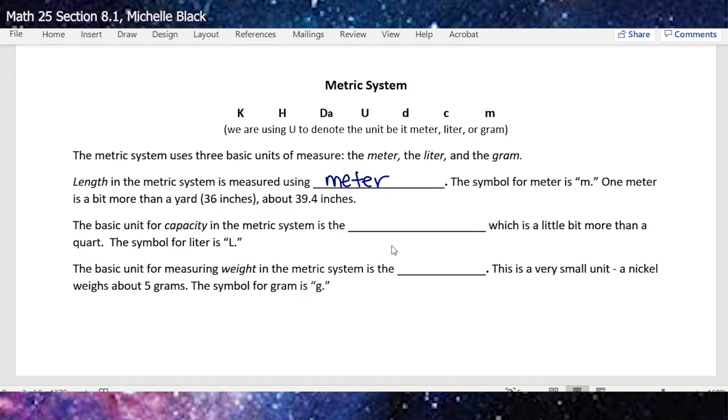The basic unit for capacity in the metric system is called the liter, which is a little bit more than a quart. And the basic unit for measuring weight in the metric system is the gram. This is a very small unit. A nickel weighs about 5 grams, so it's even less than the weight of a nickel.